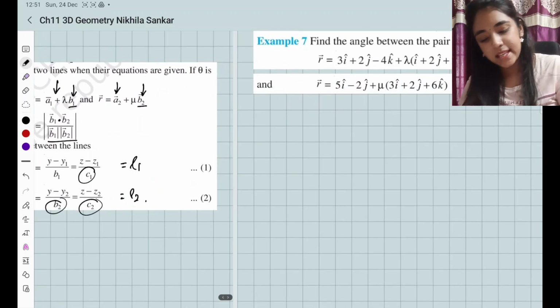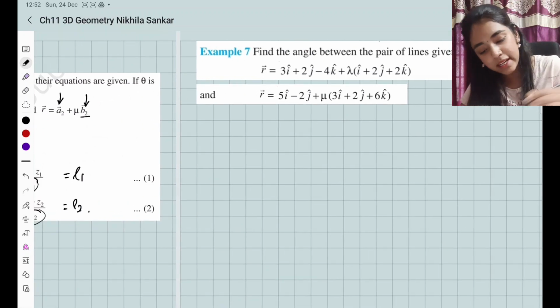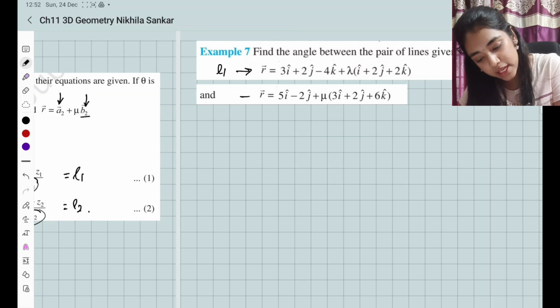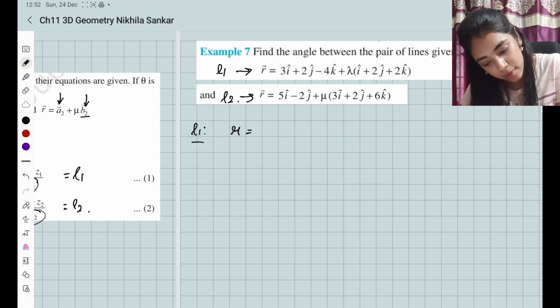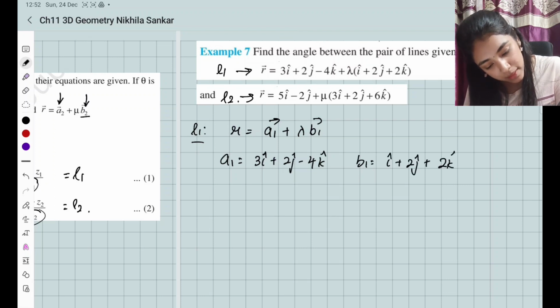Okay, example 7. Find the angle between the pair of lines given by r equals, ரெண்டு equation கொடுத்திருக்கான். So let this be line 1 and let this be line 2. Okay, so for line 1 it is of the form r equals a1 plus lambda b1. Okay, so this is of the form. So a1 என்ன இதிலேந்து? I have 3i cap plus 2j cap minus 4k cap, and b1 is going to be i cap plus 2j cap plus 2k cap.